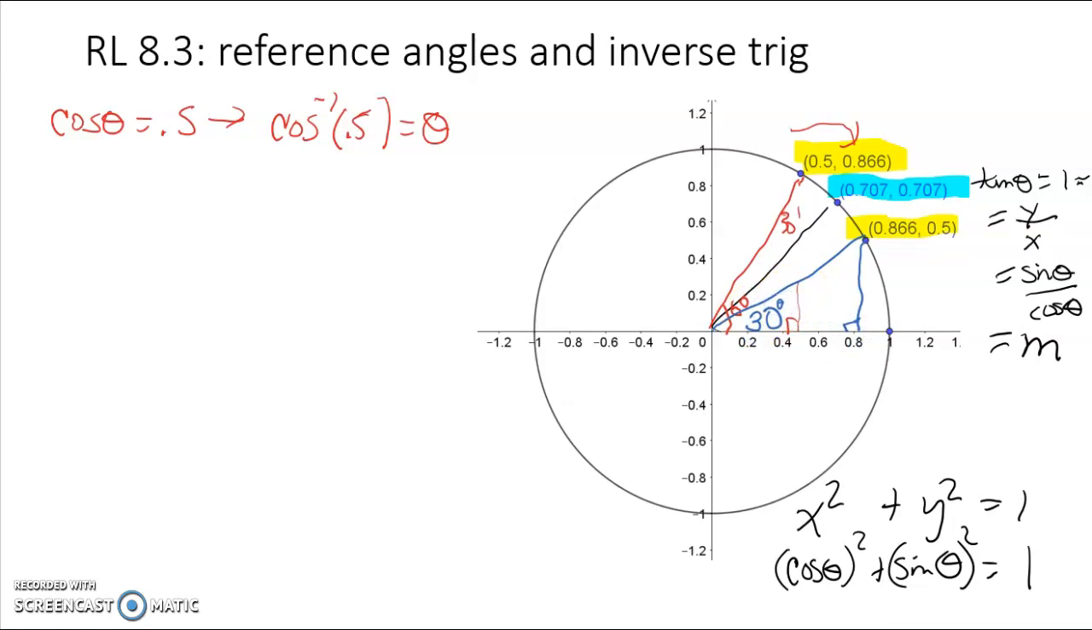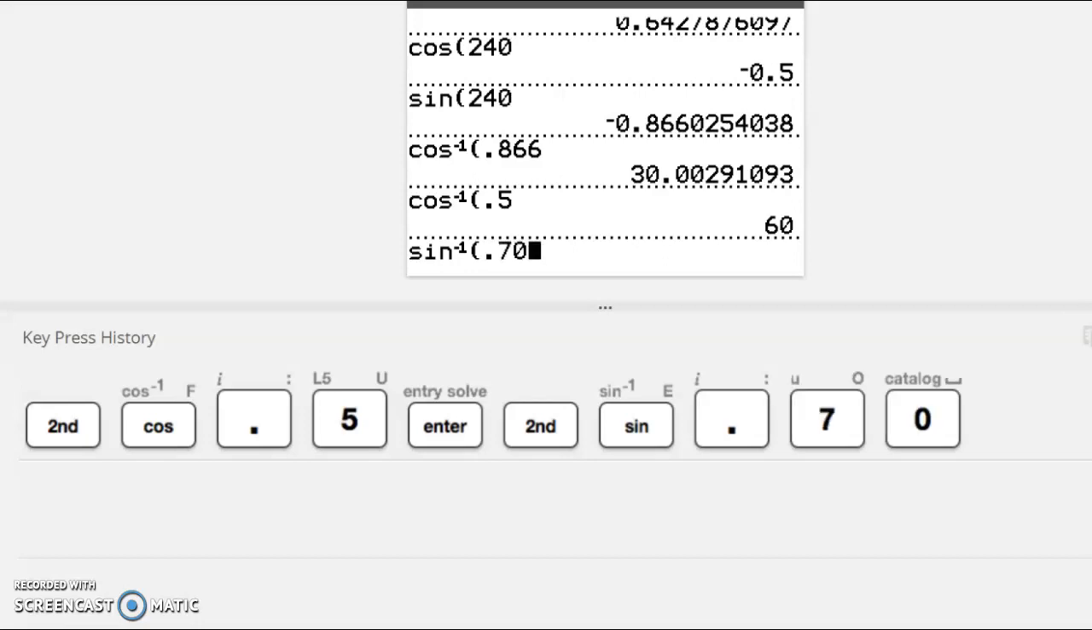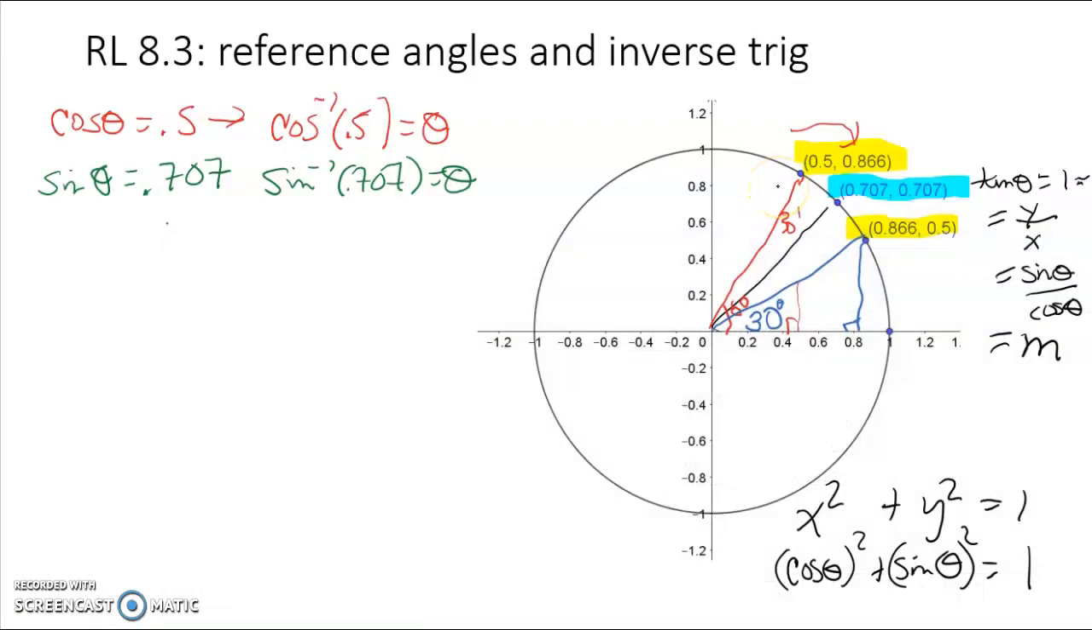And let's find one more. Why don't we do sine this time? Sine theta equals 0.707. That means sine inverse of 0.707 equals theta. We'll come over here to our calculators and do sine inverse of 0.707. We'll round to the nearest degree and we get 45 degrees. So this angle in the middle must be 45 degrees.